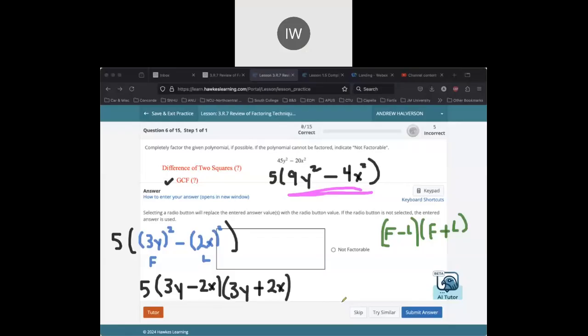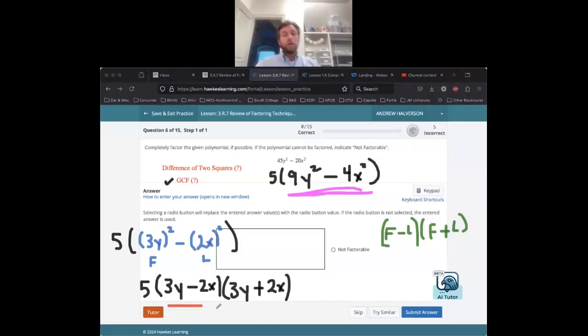You don't ever know. Well, you ask yourself, is there anything else I can do? You have to go through your methods. Is there a GCF I can pull out? Hopefully not, because the GCF should be the first thing you pull out. And then you look inside the parentheses. There's only two terms, okay? So which of your methods can be applied to two terms?